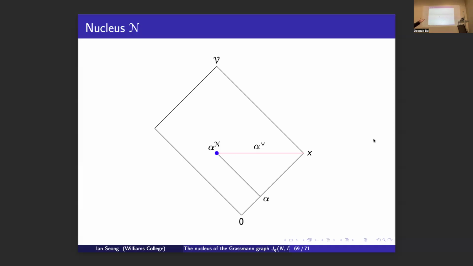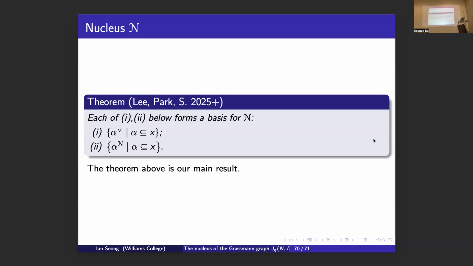So we have some sets of vertices. And here's a theorem by Lee, Park, and myself. Each of 1 and 2 below forms a basis for n. So we grab alpha check for all the possible alphas that are contained in X. That forms a basis for the nucleus n.